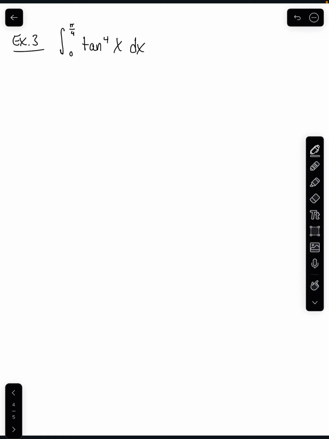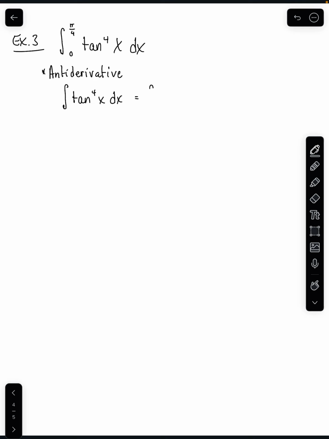That being said, we do still at least have an even power of tangent of x, and that's a good sign, because that means we can use the Pythagorean identity to do this. Now, I'm not going to bother with the definite integral part first. I'm going to focus just on getting the antiderivative, and then we'll deal with the fundamental theorem of calculus to evaluate this. So I'm going to make my life simpler by just focusing on the indefinite integral first.